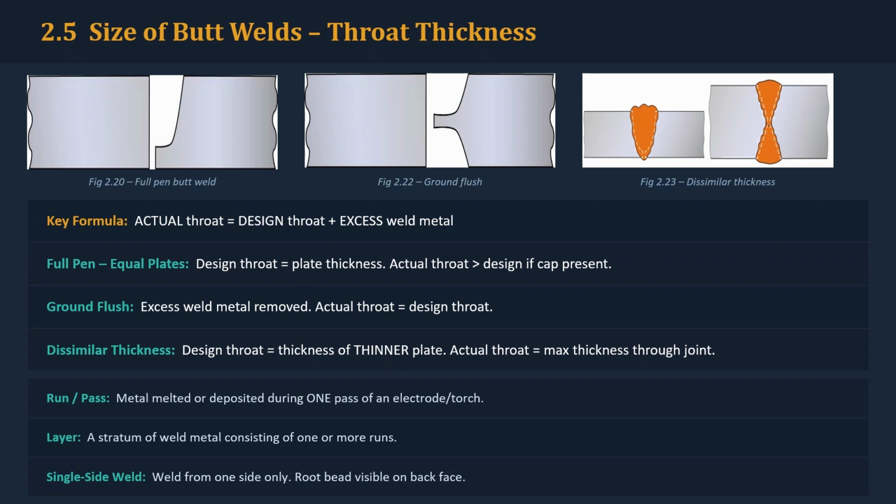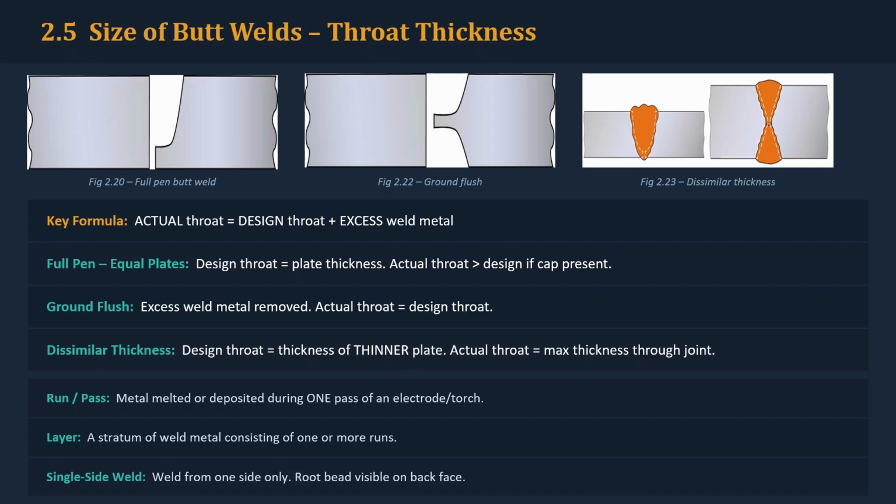If the weld face is ground flush, that excess has been removed and the actual throat corresponds to the design requirement. When joining plates of different thicknesses, the design requirement is related to the thinner component, while the actual geometry of the completed weld may extend through the joint thickness.